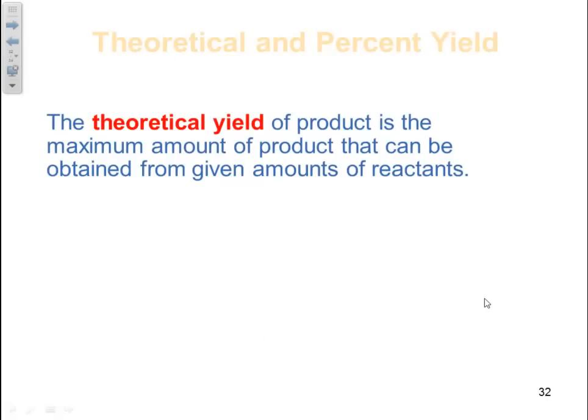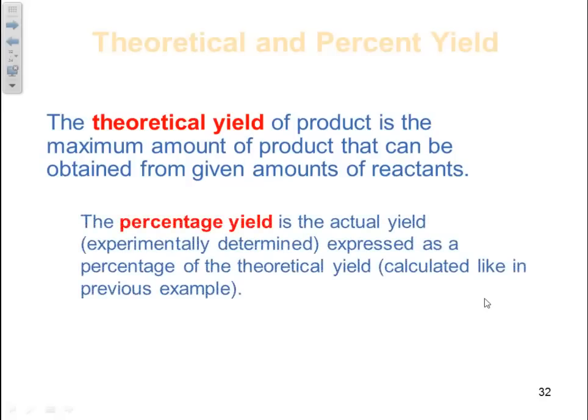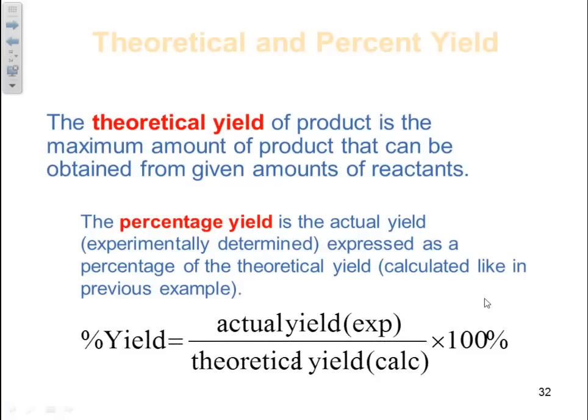The theoretical yield of product is the maximum amount of product that can be obtained from given amounts of reactants. The percentage yield is the actual yield, experimentally determined, expressed as a percentage of the theoretical yield, the calculated value like we just did in the previous example. The calculation looks like this. The percent yield is equal to your actual yield, that's your experimental, divided by your theoretical yield, which is what you calculated, times 100%. And you realize, though, that percent is a unit. It's not the percent button on your calculator. So it's actual divided by theoretical times 100.